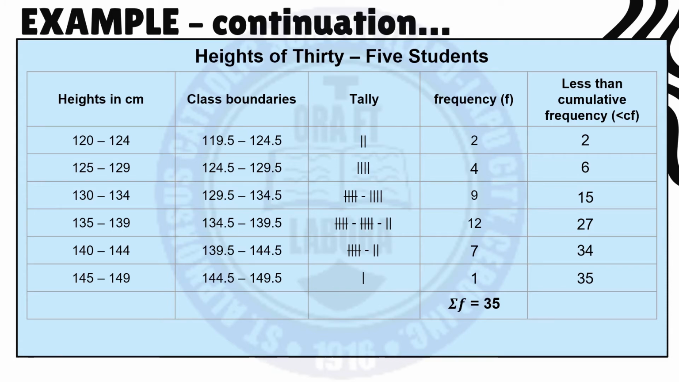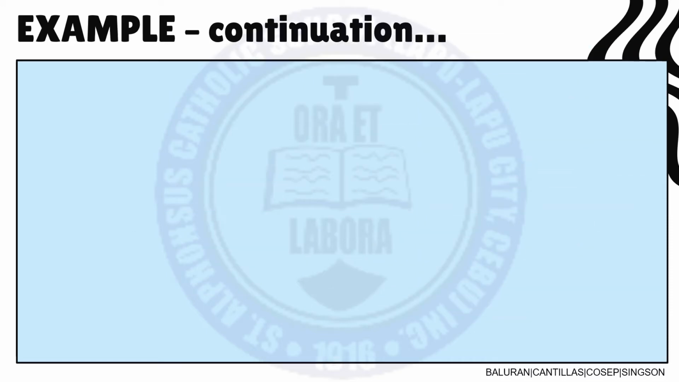So you also have to make sure that we have this first column. We have the class limits, then the class boundaries on the second column, then the third column would be the tally. Fourth column, the frequency. And the fifth column will be for the less than cumulative frequency. Since we already have our frequency distribution table, this time we will now solve for our P sub 35.